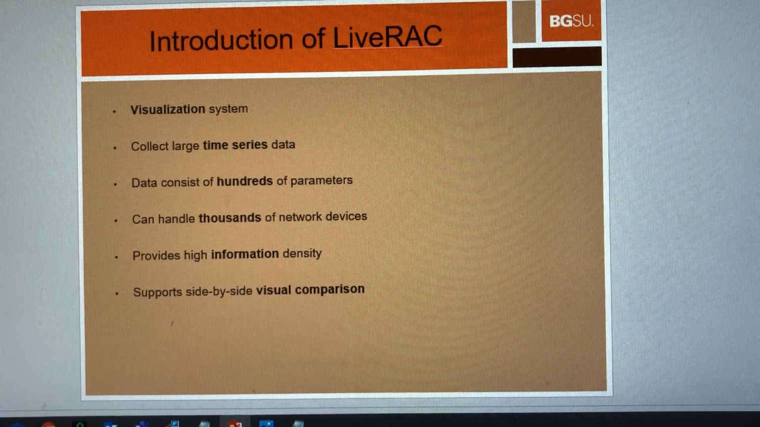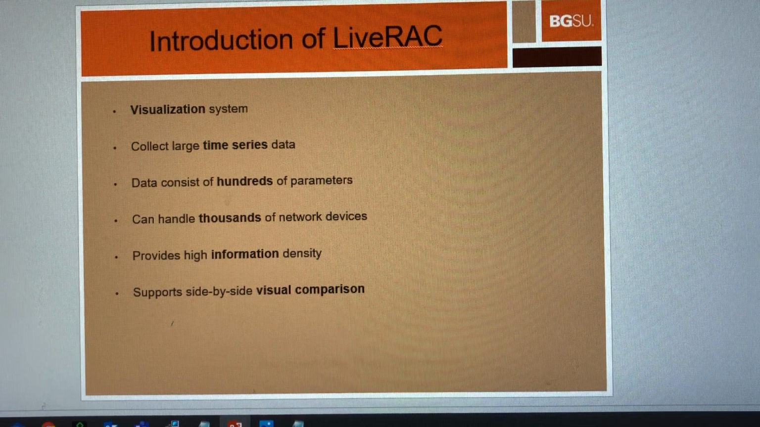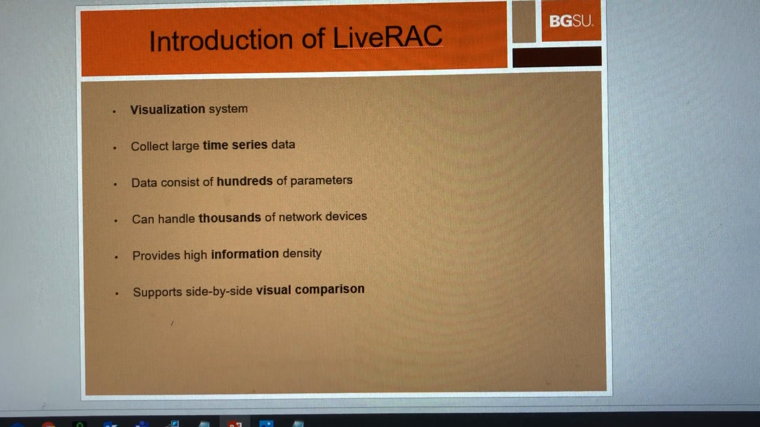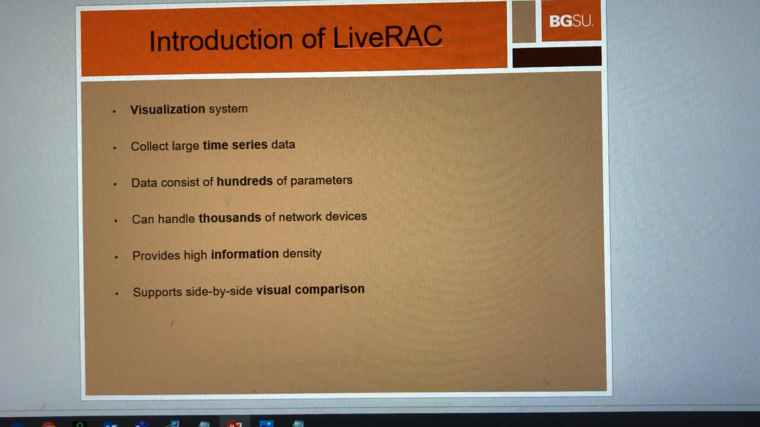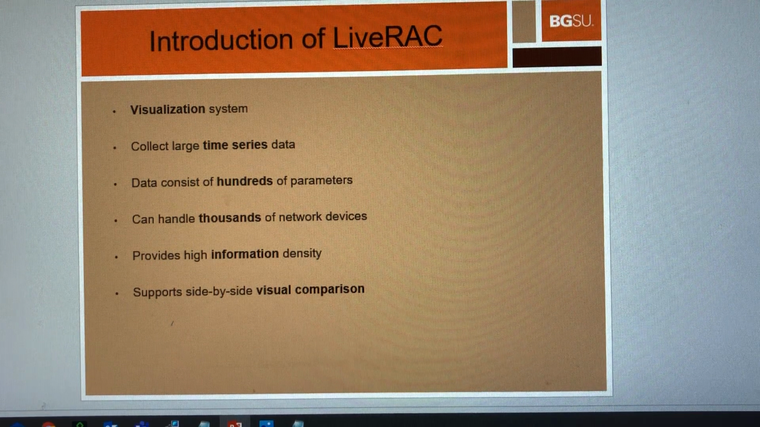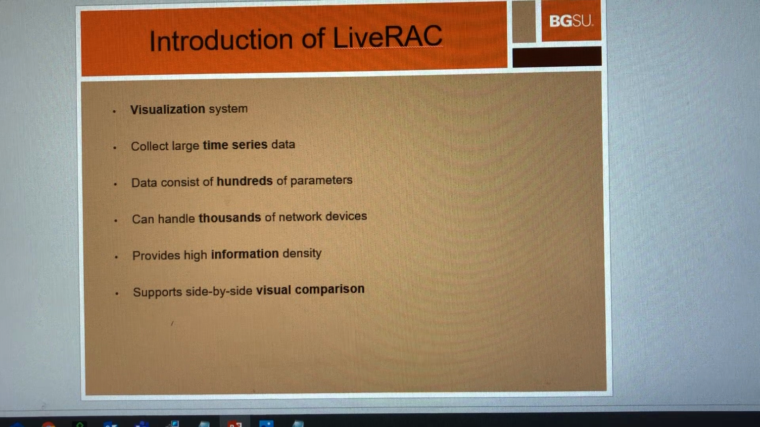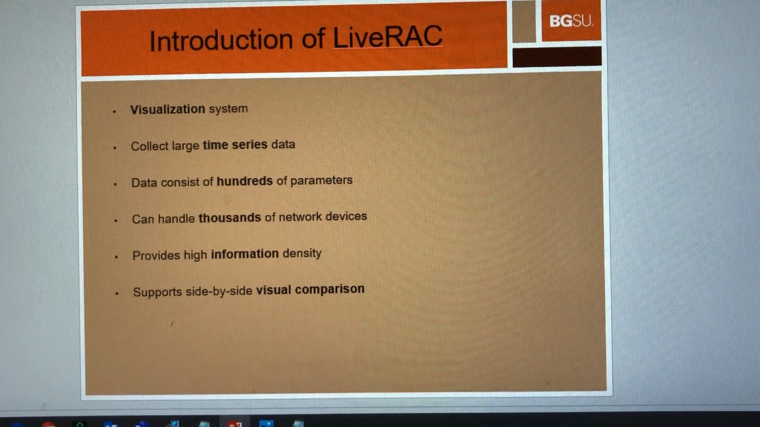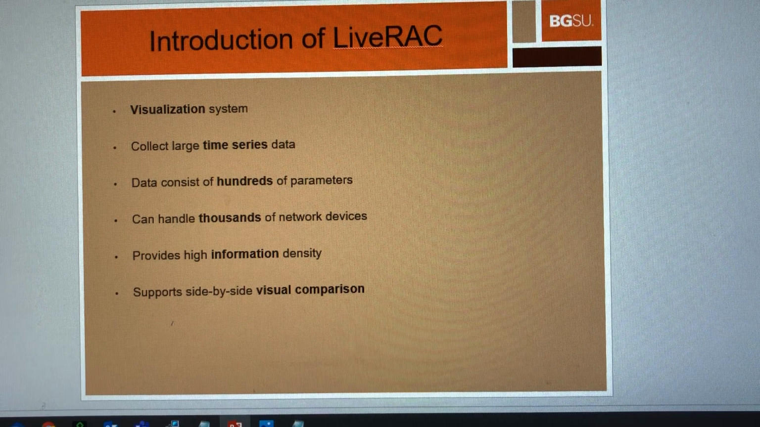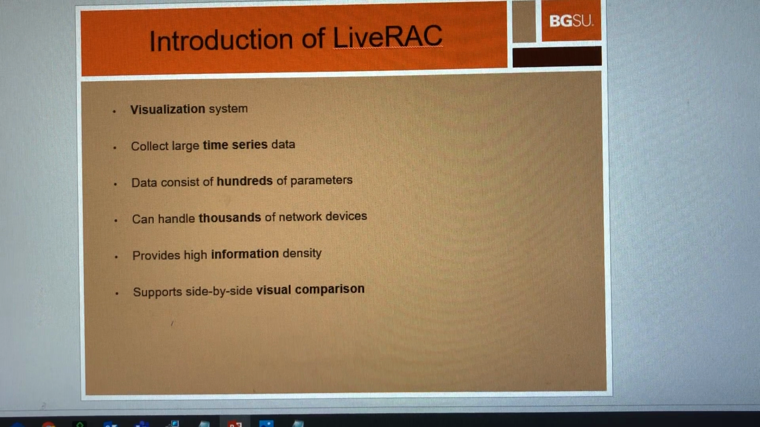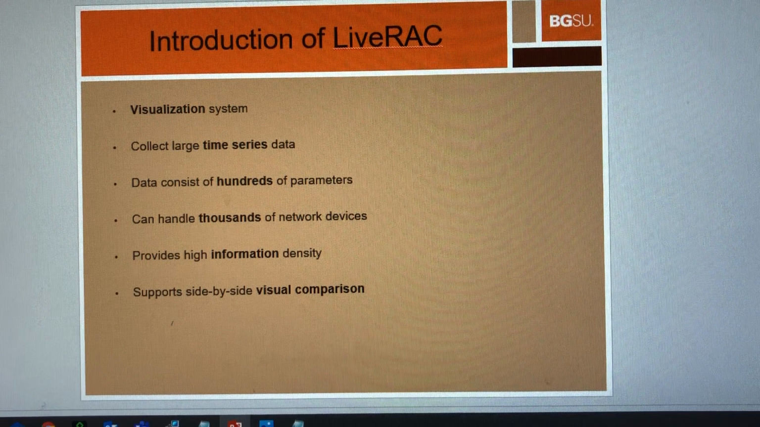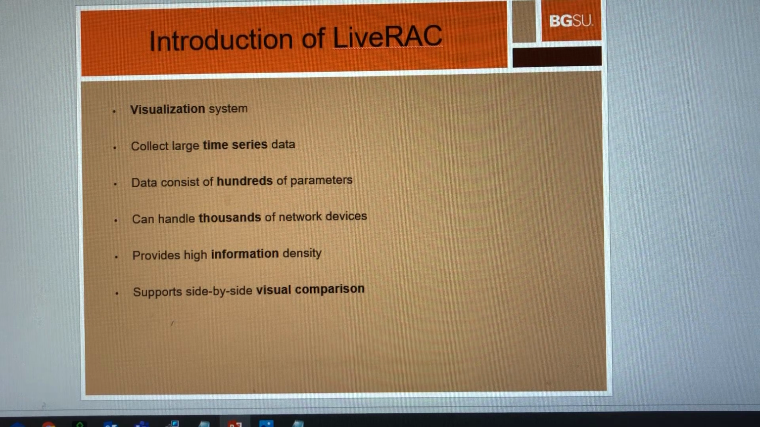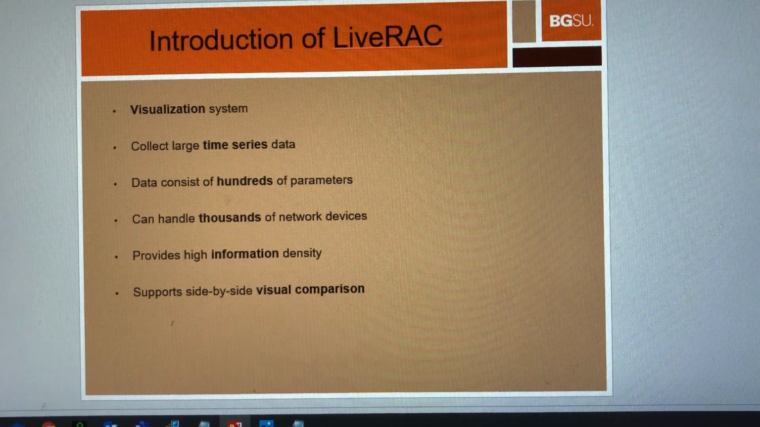What is LiveRAC? LiveRAC is a visualization system that supports the analysis of a large collection of system management time series data consisting of hundreds of parameters across thousands of network devices. LiveRAC provides high information density. It uses a reorderable matrix of charts with semantic zooming, adapting each chart's visual representation. LiveRAC also allows side-by-side visual comparison at multiple levels of detail.